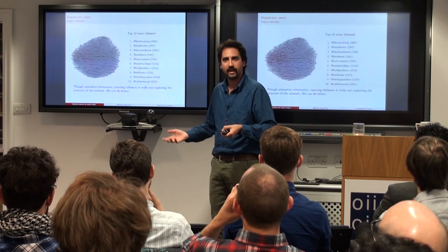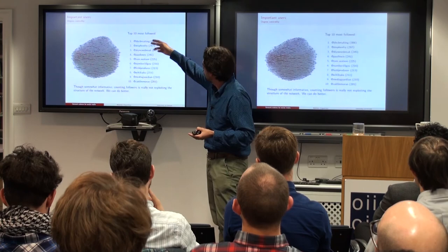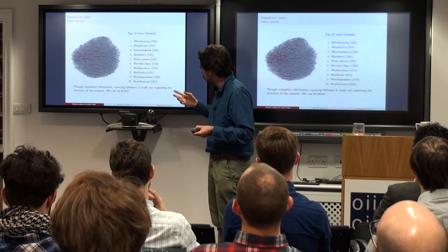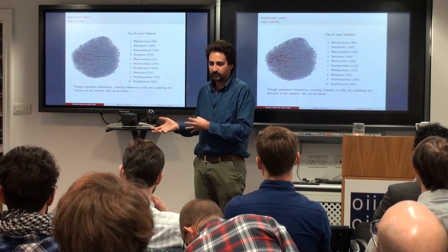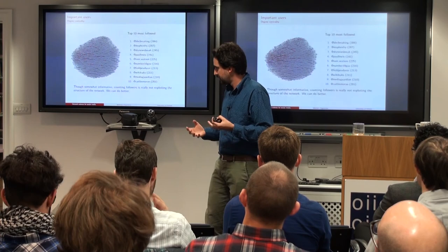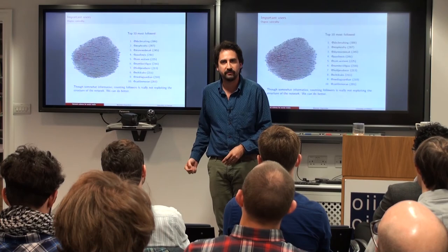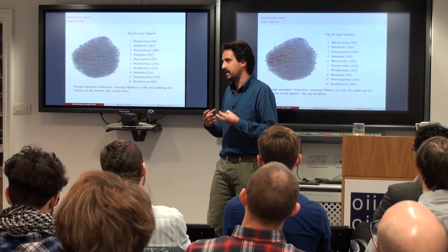And it sort of makes sense. We have Stephen Fry, BBC News, an MP, the Prime Minister's account, WikiLeaks, and so on. The problem with doing this type of thing is that, yes, it's very nice, but we are really not exploiting the full structure of the network, right? Because we're just looking at each node in isolation, just counting the number of edges that arrive at it. So we can probably do better. And there are many, many notions of importance in a network that measure different things.